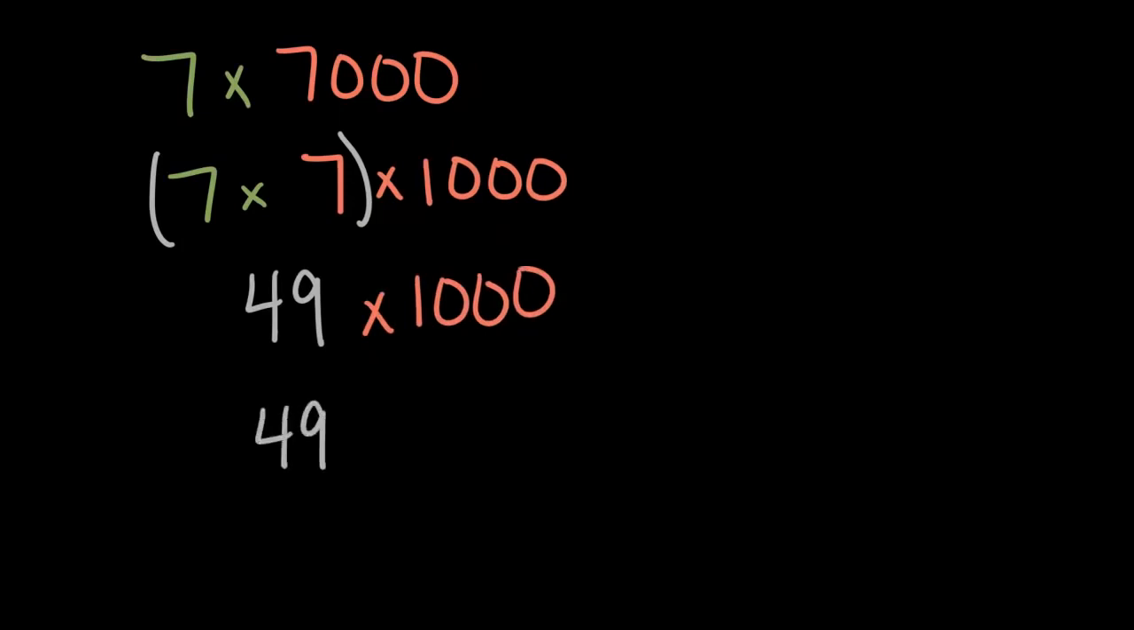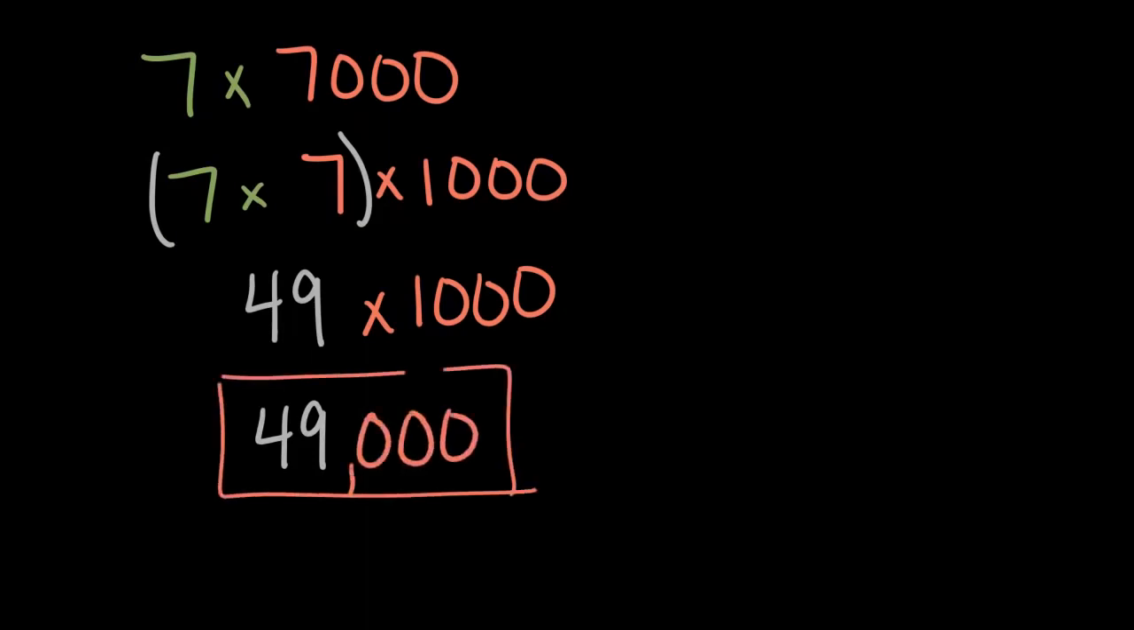And then 49 times 1,000 is going to be 49,000, which we can write as 49. And this time, maybe the pattern's becoming clear, we're going to have 3 zeros on the end. So it will be a 49 with 3 zeros, or 49,000. Just like up here, 7 times 1,000 was a 7 with 3 zeros. 49 times 1,000 is a 49 with 3 zeros, or 49,000.